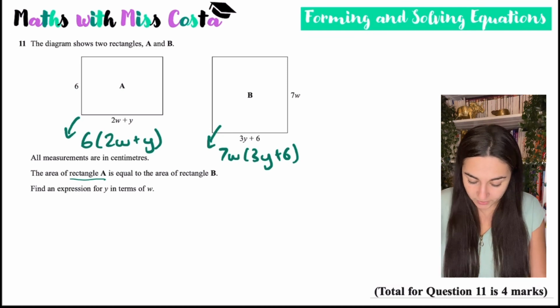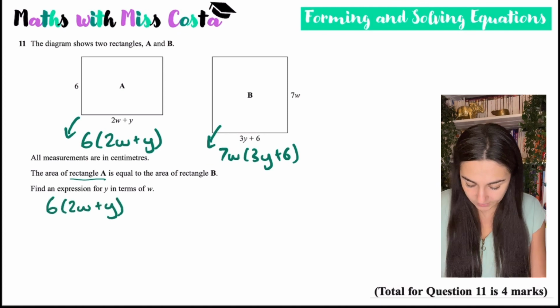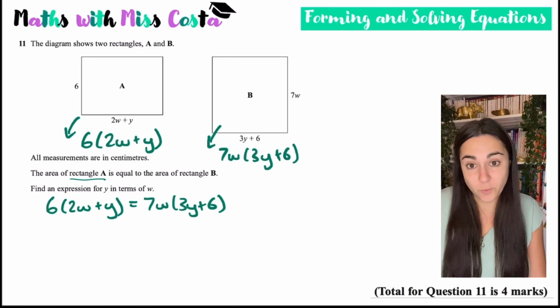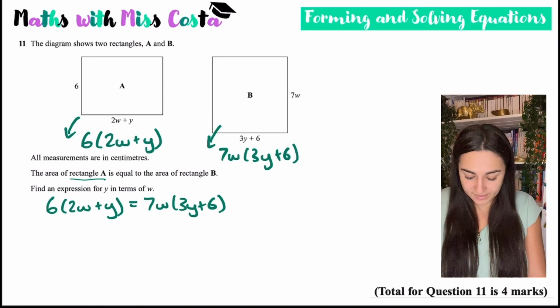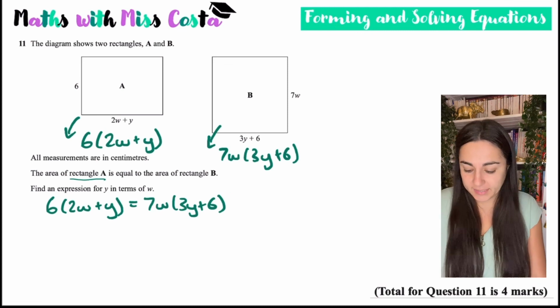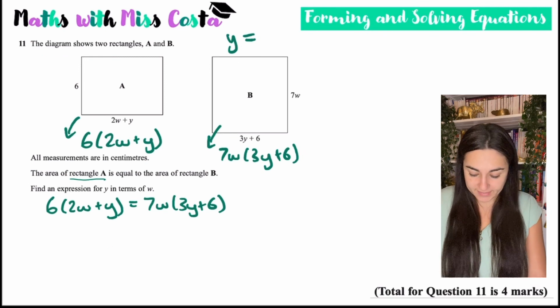So we know that the area of A, which is 6 brackets 2w plus y, is equal to 7w at 3y plus 6. Okay, so that's the first part. We've formed our equation. And now we need to solve it. It says find an expression for y in terms of w. So our final answer should be in the form y equals, and then lots of little w terms. So first thing we can do is expand the brackets.